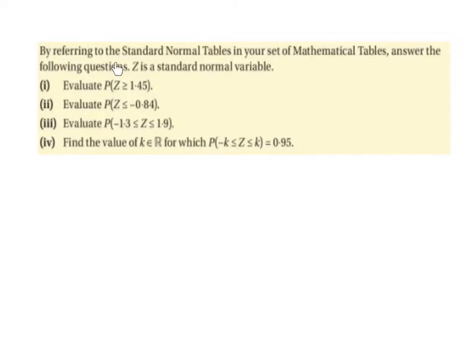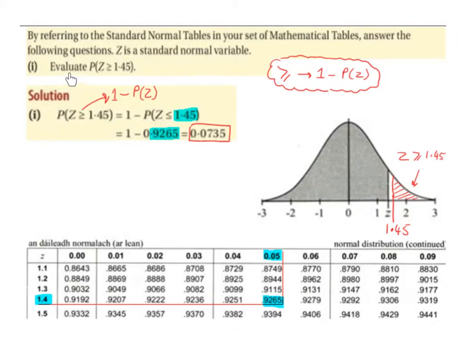By referring to the standard normal tables in your set of mathematical tables, answer the following questions. Z is a standard normal variable. Part 1. Evaluate the probability that Z is greater or equal to 1.45.